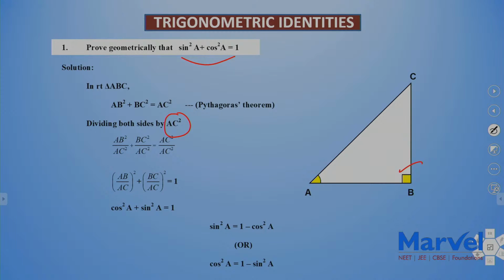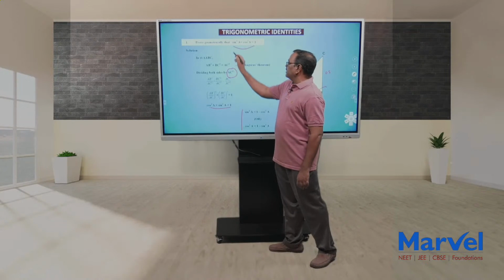AB by AC, adjacent side by hypotenuse, is cos theta, that is cos square A, and BC by AC, opposite side by hypotenuse, is sin square A. So cos square A plus sin square A equal to 1. This is the proof of the first identity. Using this identity, we have two important results: sin square A equal to 1 minus cos square A, or cos square A equal to 1 minus sin square A. Don't forget, divide by AC square for the first identity.